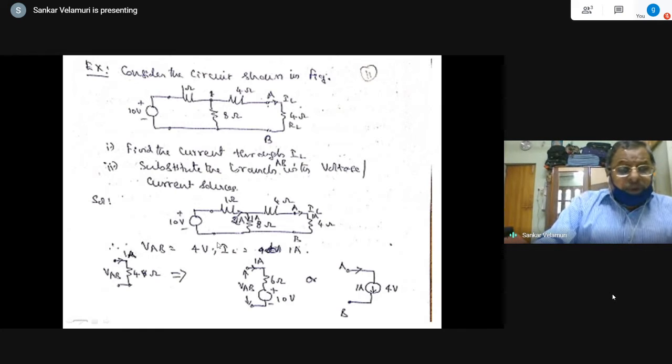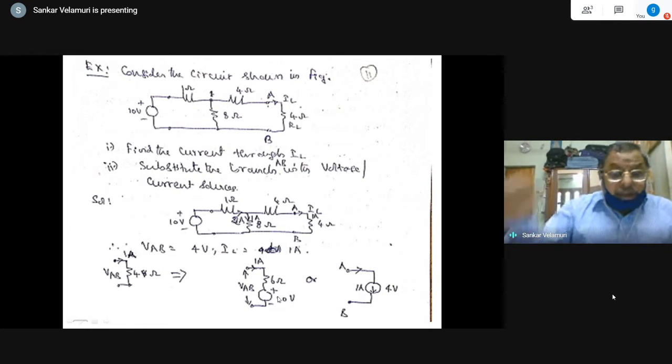So this is 4 volts and the source is some 10 volts, arbitrary. It's not that it is only 10. How is 10 obtained? I said infinite number of solutions will be there. You can choose any other value as long as these 2 conditions are there.